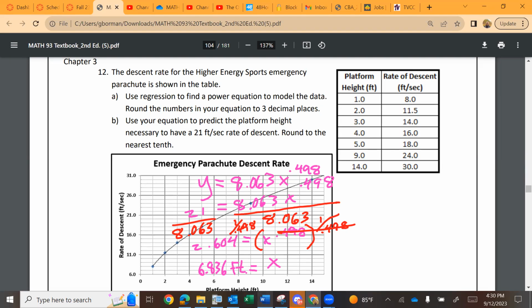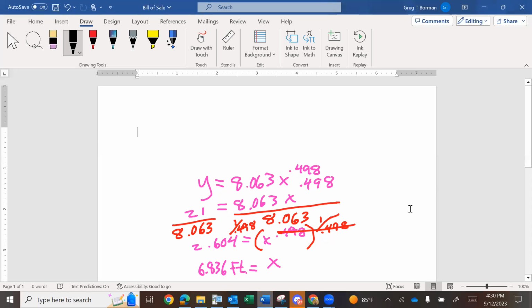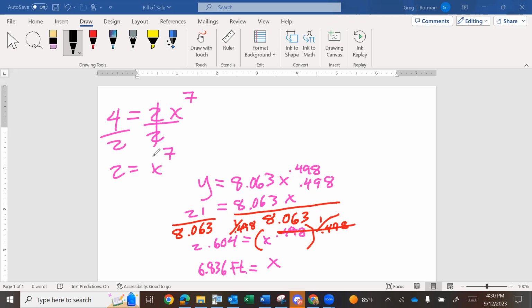So that's all you do to solve a power equation every time when you're solving for x. When you're solving for y, that's easy. We saw that in the last video. But if I had something like 4 equals 2 x to the 7th, I would divide both sides by 2. And then I would raise both sides to 1 over the exponent. Then your answer would be 2 to the 1/7, and you plug it in your calculator. That's what you do every time on these power functions. And that's it.